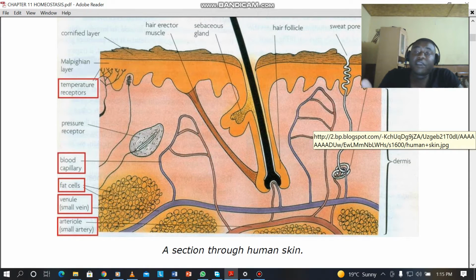Okay, so this is for temperature. It can be done with the help of the hair erector muscles. We know that our bodies are covered with hair. Mammals are covered with hair, especially cats. So what they do is when it's cold, they stand up and then they trap a layer of air in between the hair, and this keeps them warm.